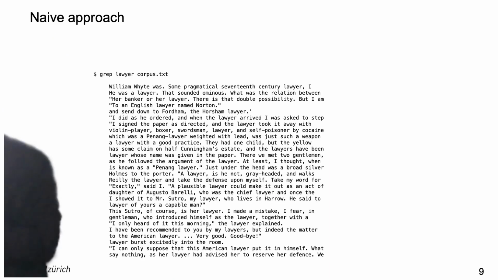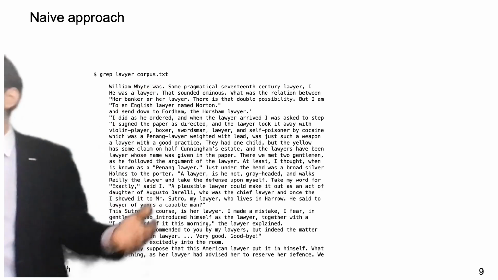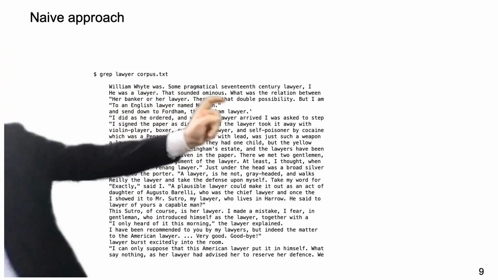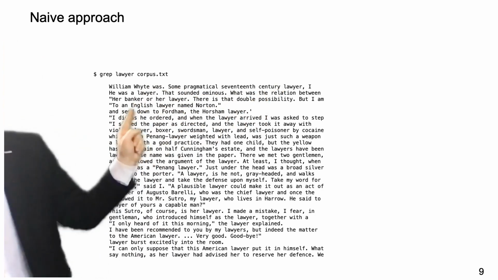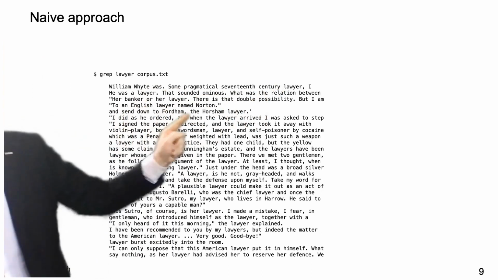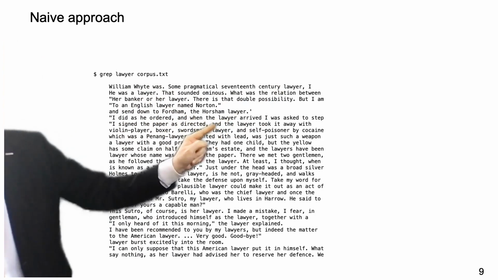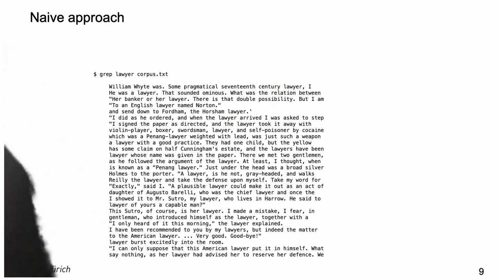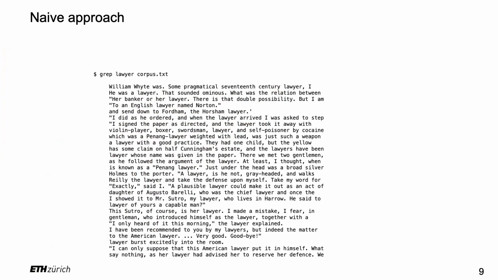So this is how it works: grep lawyer corpus, and then this is what happens on your screen. Of course, it doesn't make sense to read it because these are really lines all over the place. But if you look closer, you see lawyer, lawyer, lawyer, lawyer, lawyer, lawyer. You can do it on every line. So these are all the lines that contain that word. So this is one way of doing it using grep.